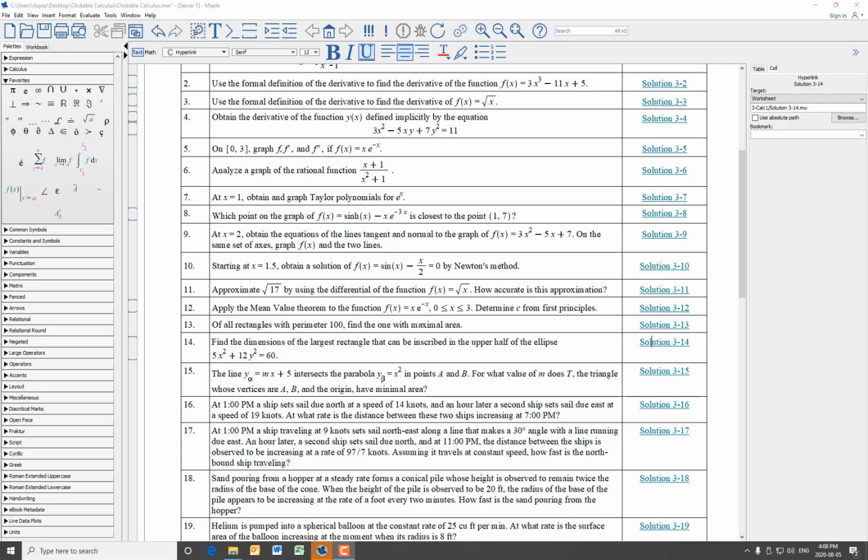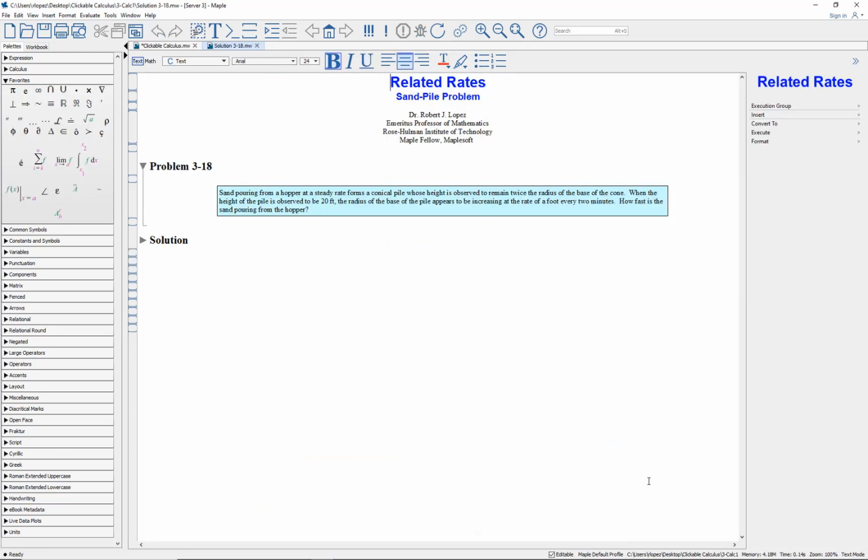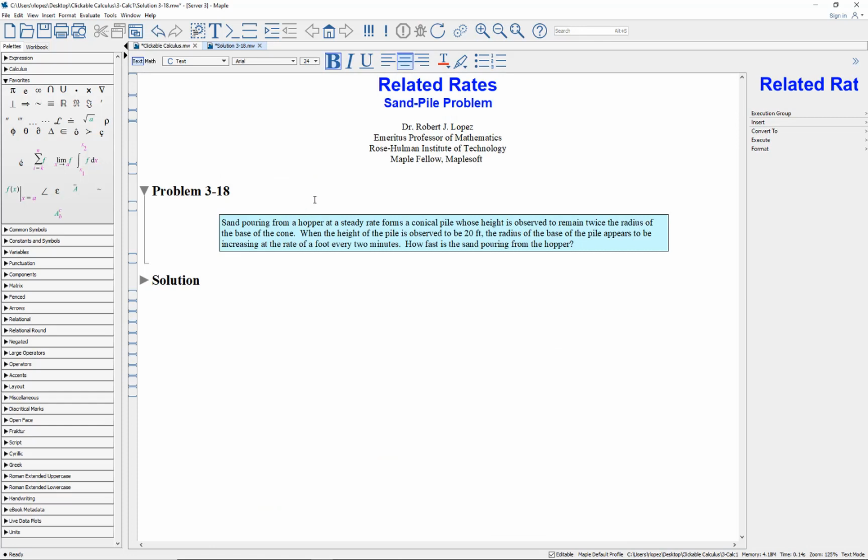And that's a shame because it's just an application of the idea of the chain rule. So here is such a problem, the sand pile problem. Sand pours from a hopper at a steady rate. That immediately tells you something. It forms a conical pile whose height is observed to remain twice the radius of the base of the cone.